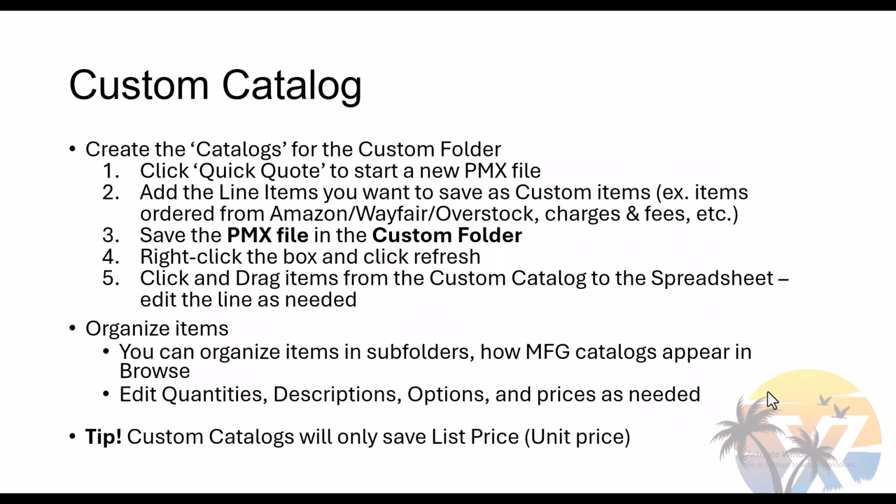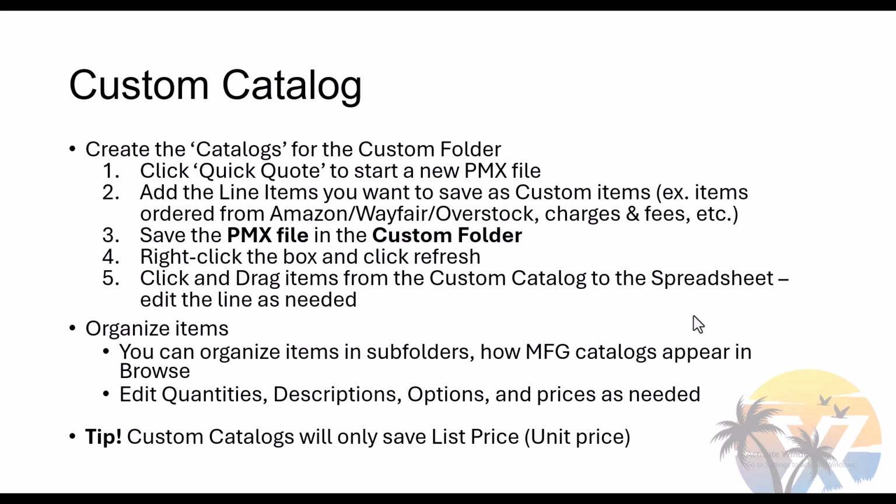We do also have what is called a custom catalog. A custom catalog is a way for you to create line items that you would have to manually enter on a regular basis. When you create a custom catalog, you can edit the quantities, the descriptions, and the options, and the list price. Only that list price will save in a custom catalog.